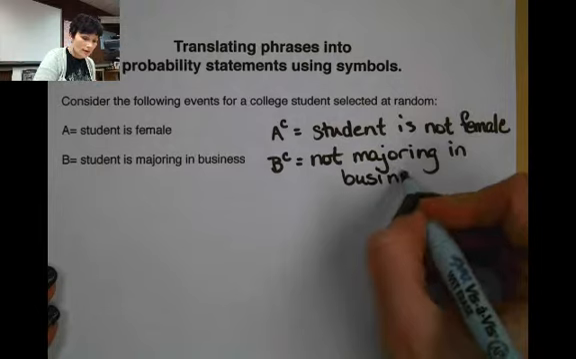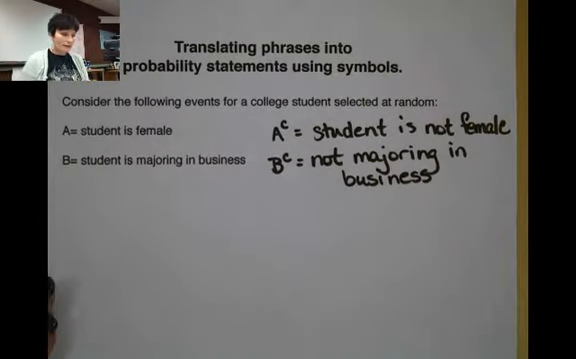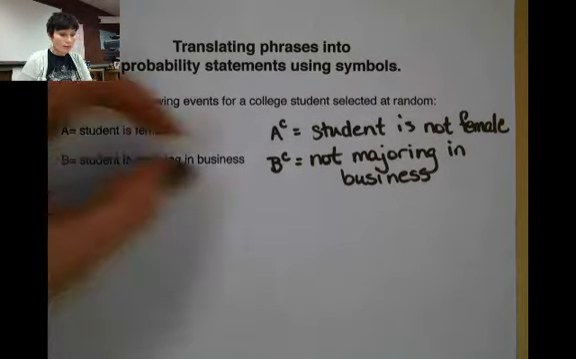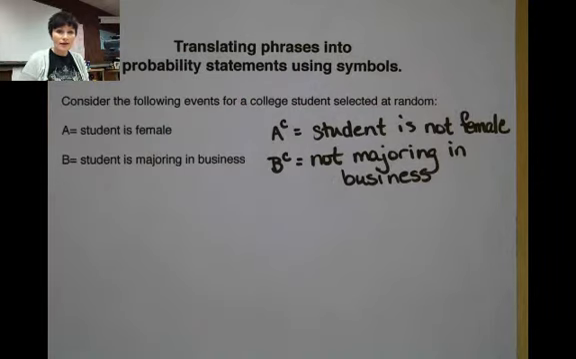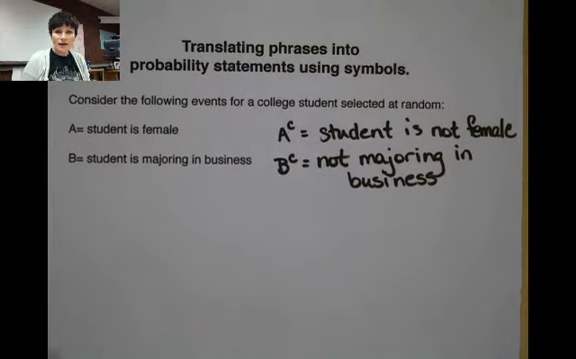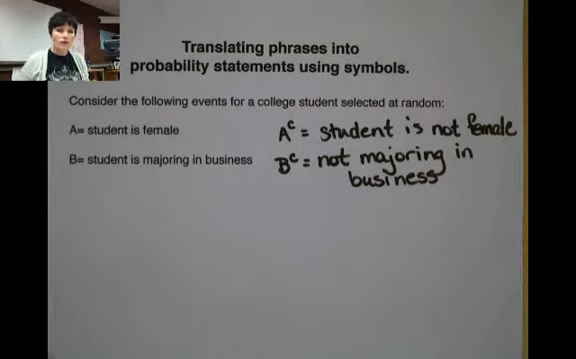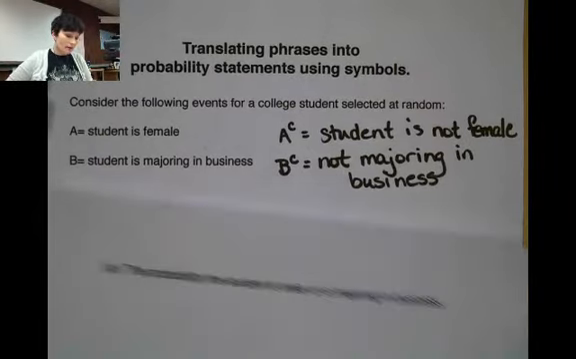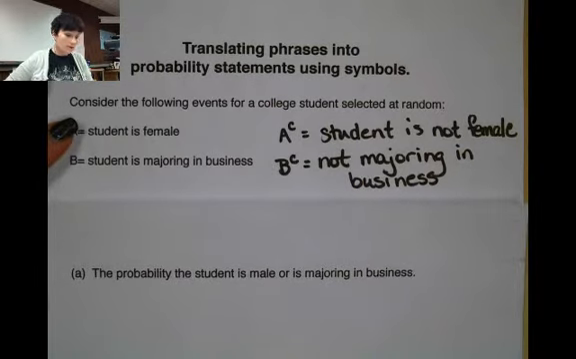So now that I have my events and the complement of my events, I just have to look at the phrases and determine if things are going on at the same time. Is the probability of one event happening after another has already occurred? So let's take a look at the first phrase.